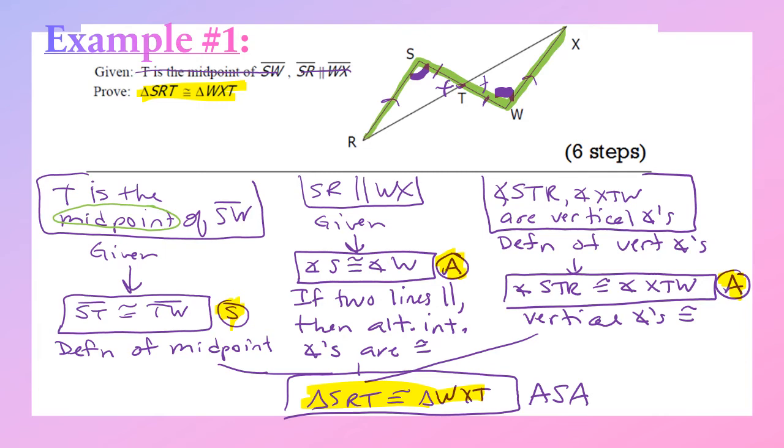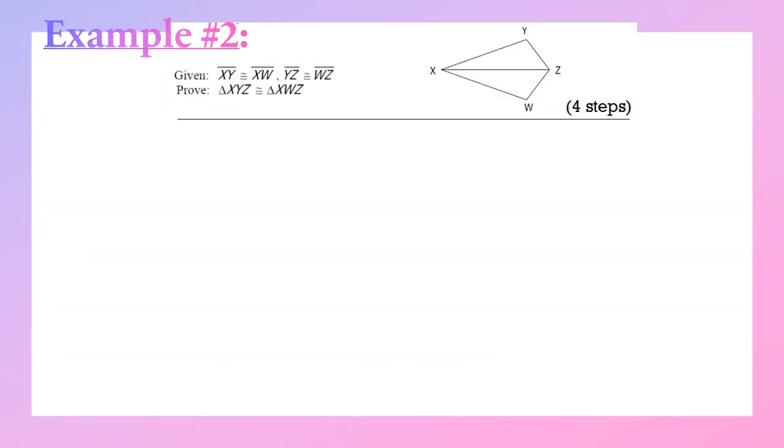Okay? Now, on this particular proof, you could have used the alternate interior angles to show that angle R and angle X are congruent. And if you would have used that as your third step, you would have used the reason angle, angle, side. For this particular proof, there are two legitimate reasons for how these two triangles are congruent. So let's go to the next problem. All right, looking at example 2, I want you to take a minute, hit pause, and see what you can do.